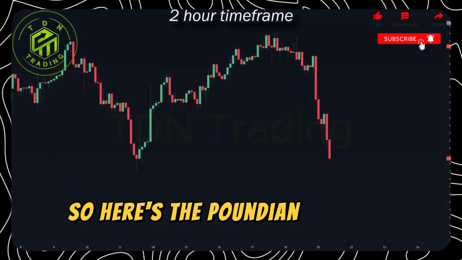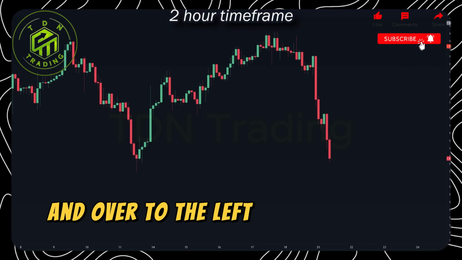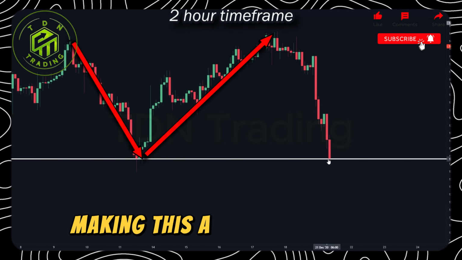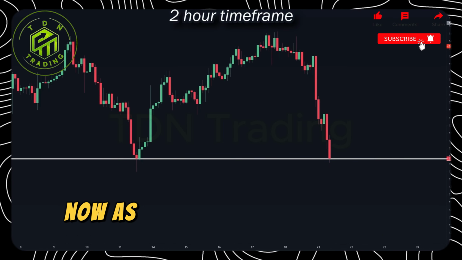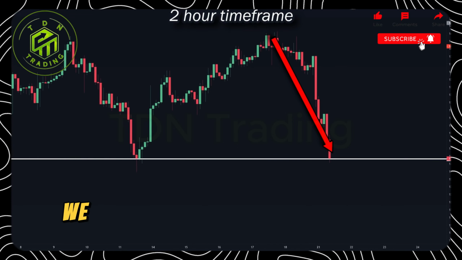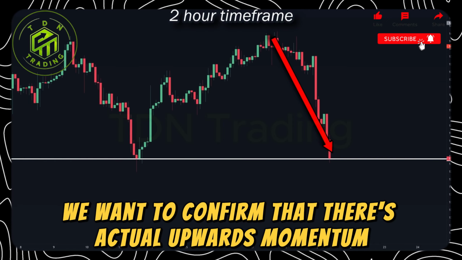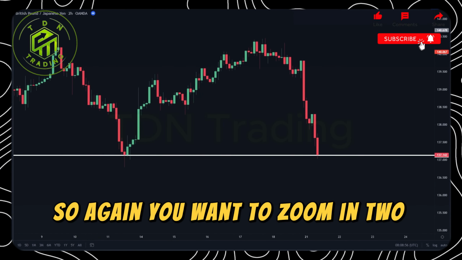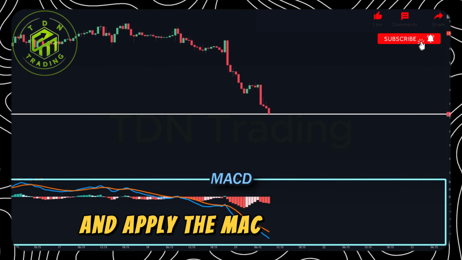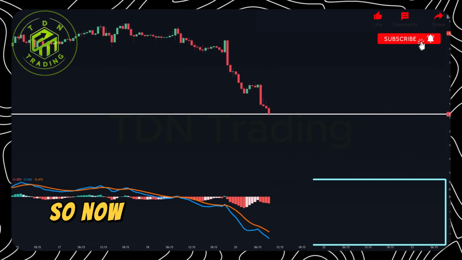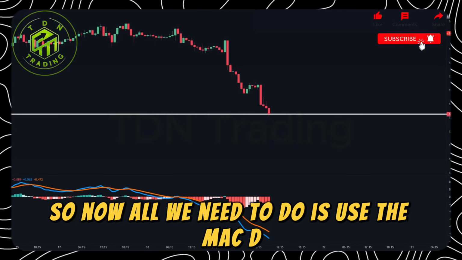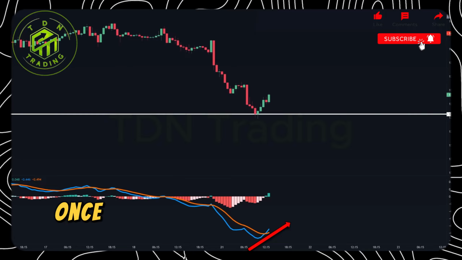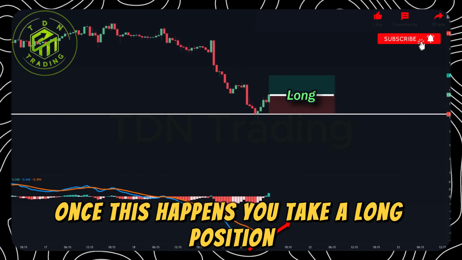So here's the pound yen on the 2-hour time frame, and over to the left, we can see that prices went down, hit and reversed upwards, making this a key support level. Now, as prices went back to this level again, we want to confirm that there's actual upwards momentum as price touches this area. So again, you want to zoom in 2 time frames below and apply the MACD indicator. So now, all we need to do is use the MACD to confirm the bullish momentum by waiting for it to cross over upwards. Once this happens, you take a long position.